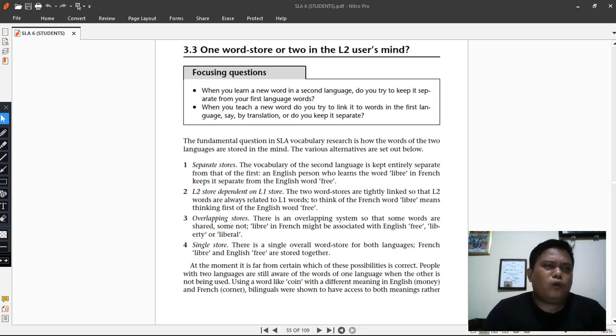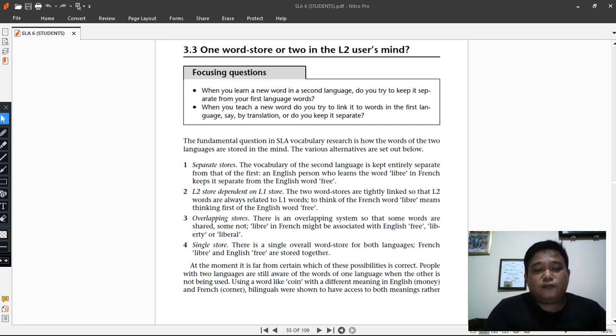So what is this all about? What are these stores all about, sir? Why do we have to learn this? Well, later on you will find out. Okay, so we just continue. The second one, L2 store dependent on L1 store. So the second language store is dependent on the first language store.